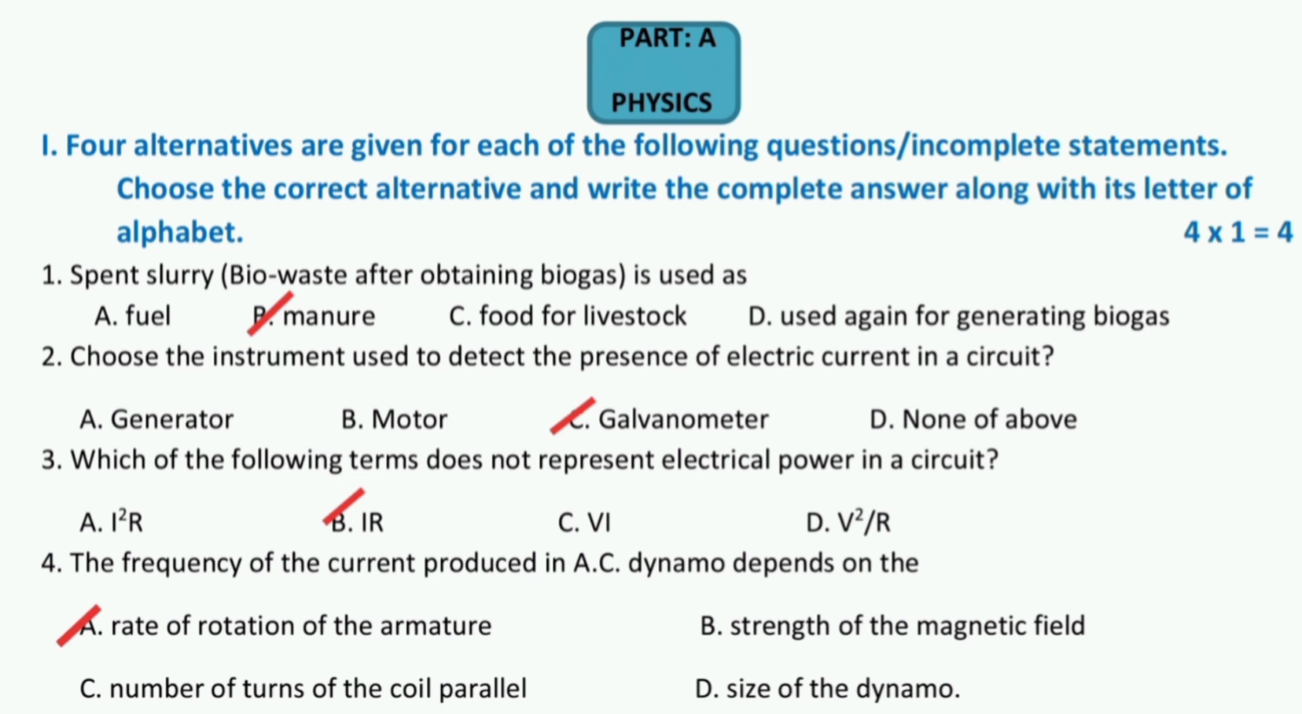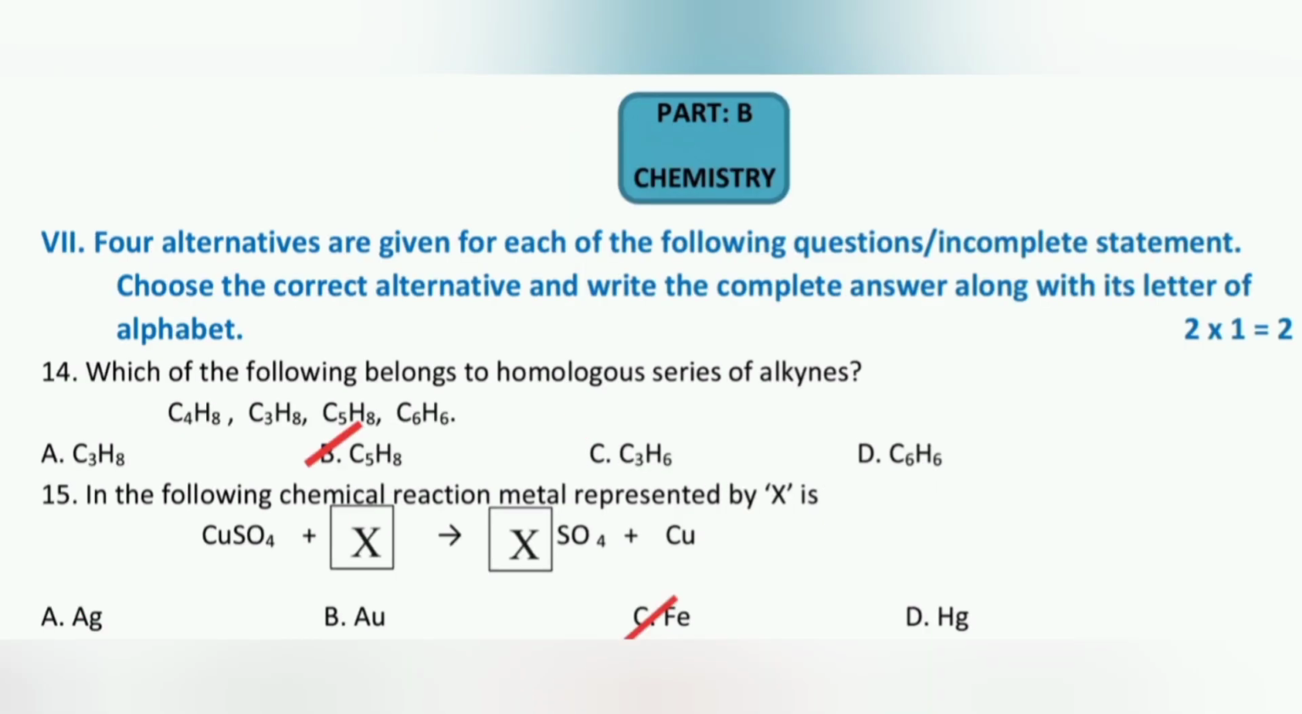Which of the following terms does not represent electrical power in the circuit? The correct answer is option B, I into R, which is incorrect in terms of electric power. The frequency of the current produced in an AC dynamo depends on the rate of rotation of the armature.